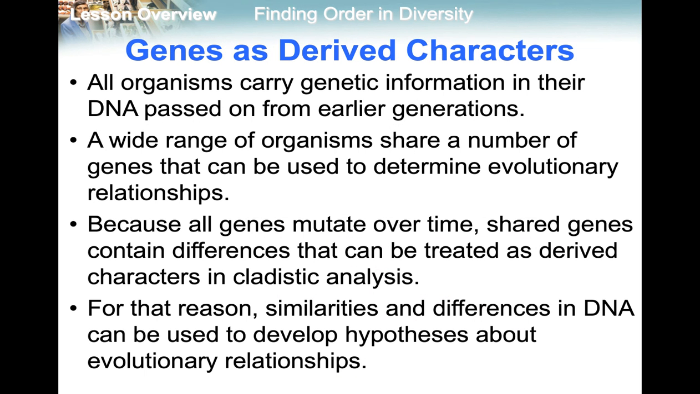You can use genes as a derived character because we know that DNA is passed from one generation to the next generation. Because genes mutate and change over time, we can use this as a derived characteristic in analyzing our cladograms. For that reason, similarities and differences in DNA are used to help develop evolutionary relationships. So we have a tie between classification and studying evolution.